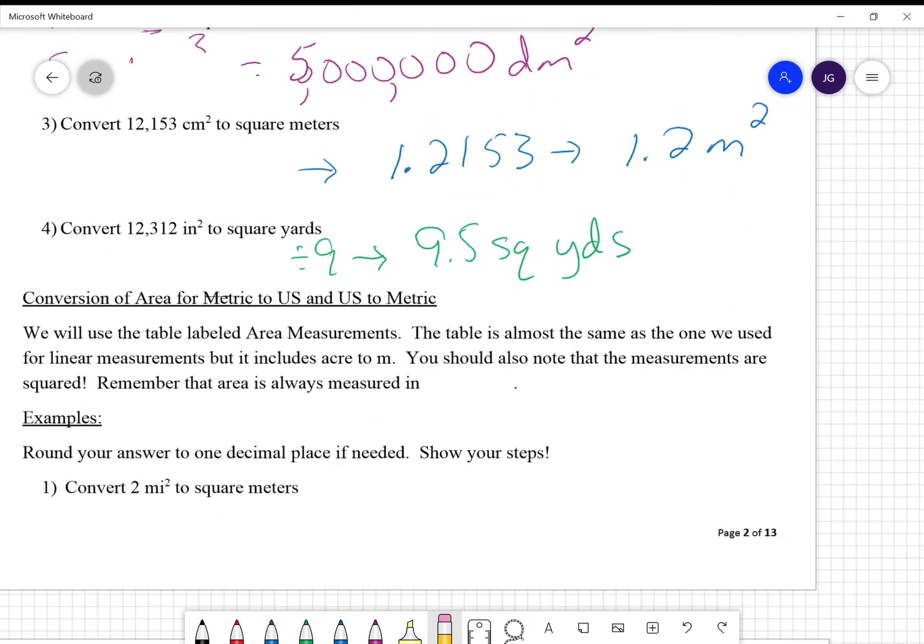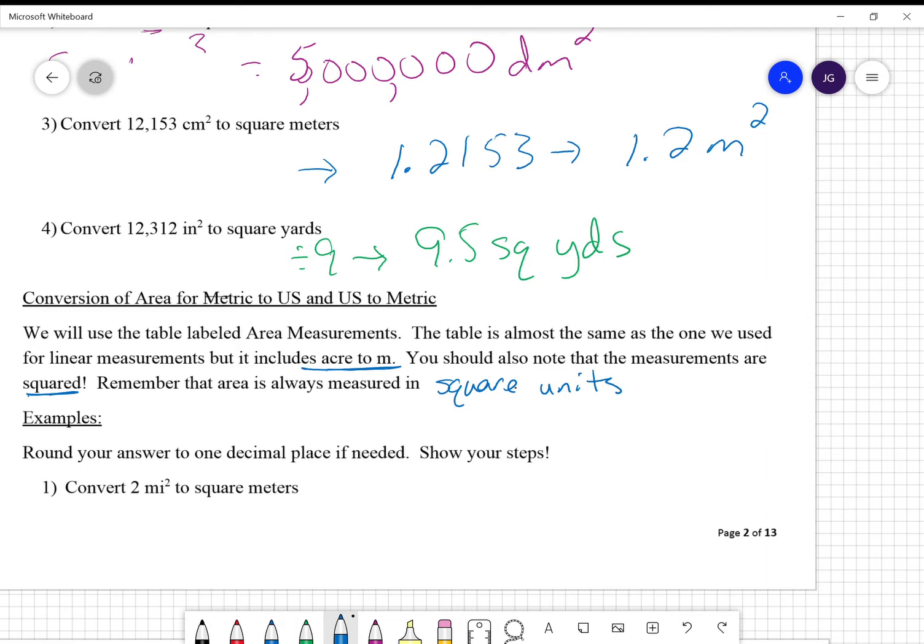All right. So if I want to convert area from metric to US or US to metric, I am going to need to use that table, or use a table labeled area measurements. The table is almost the same as the one we used for linear measurements, but it includes acre to meter. You should also note that the measurements are squared. Remember that area is always measured in squared units.